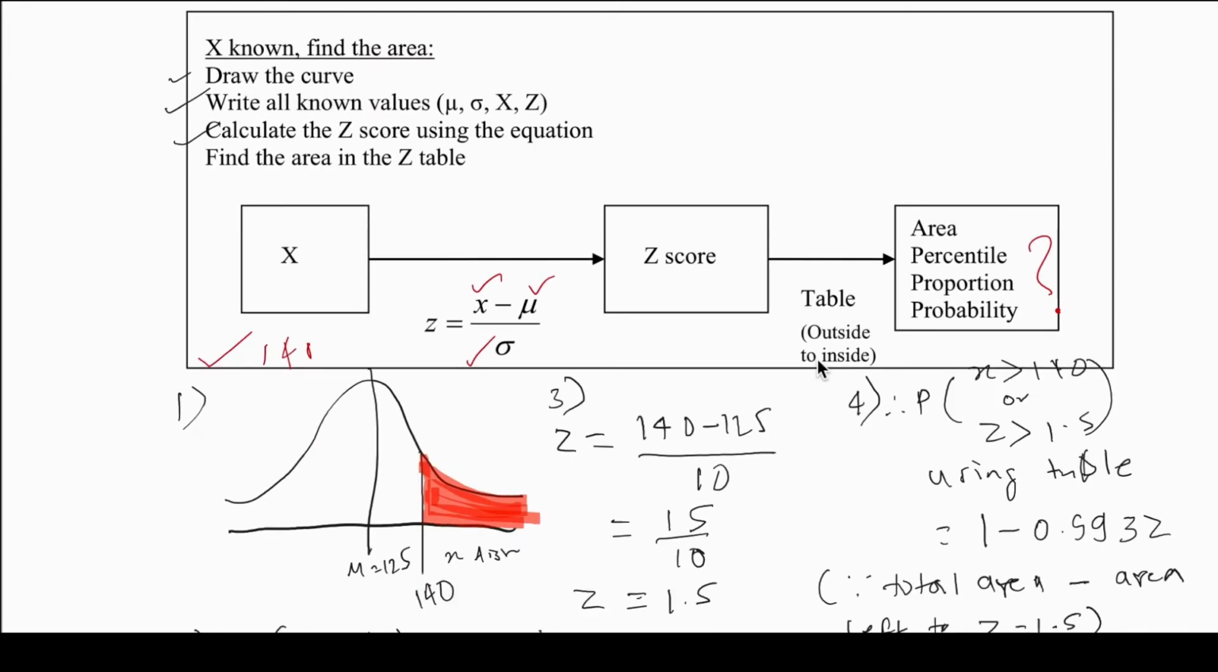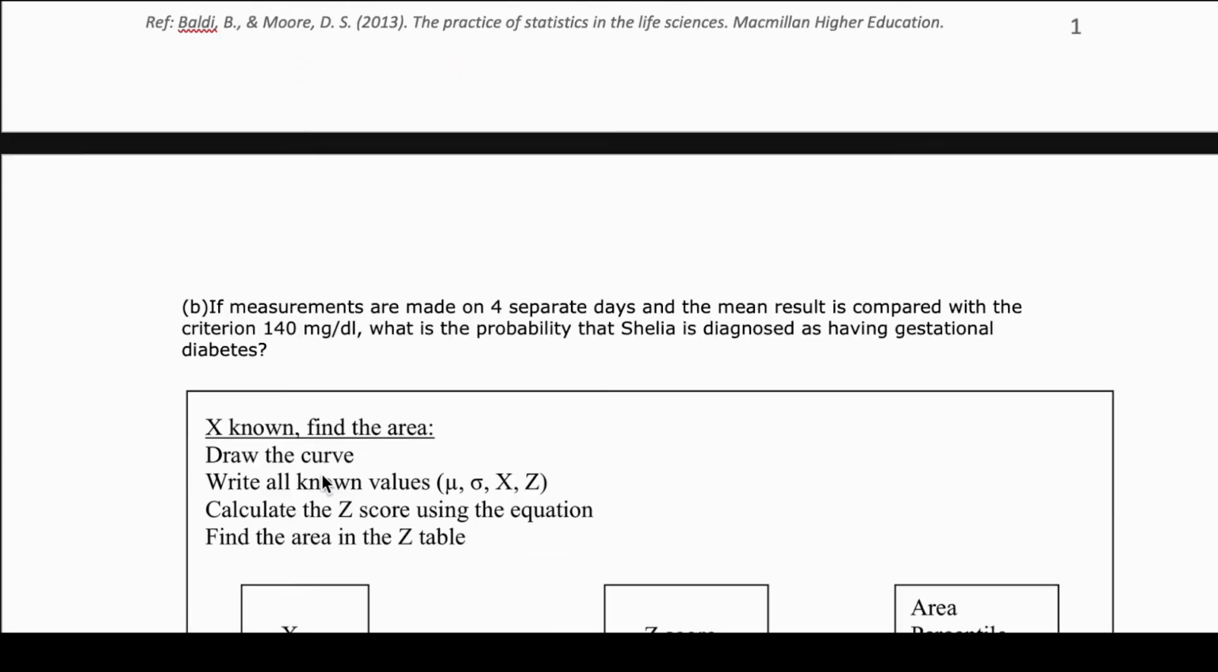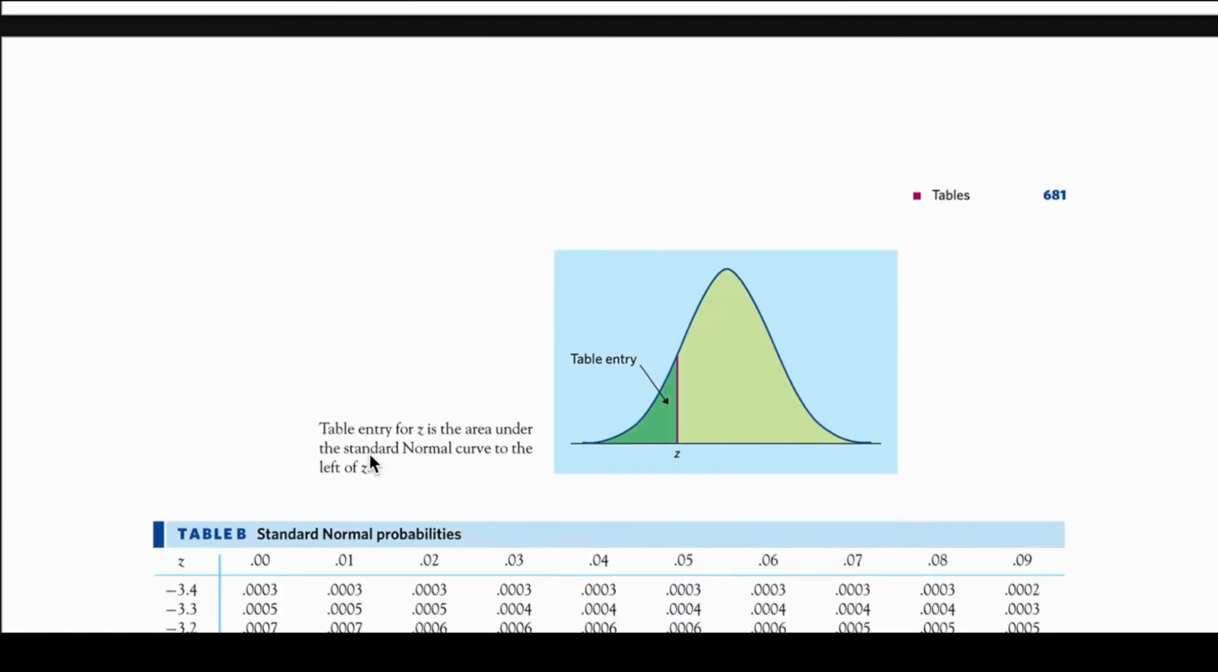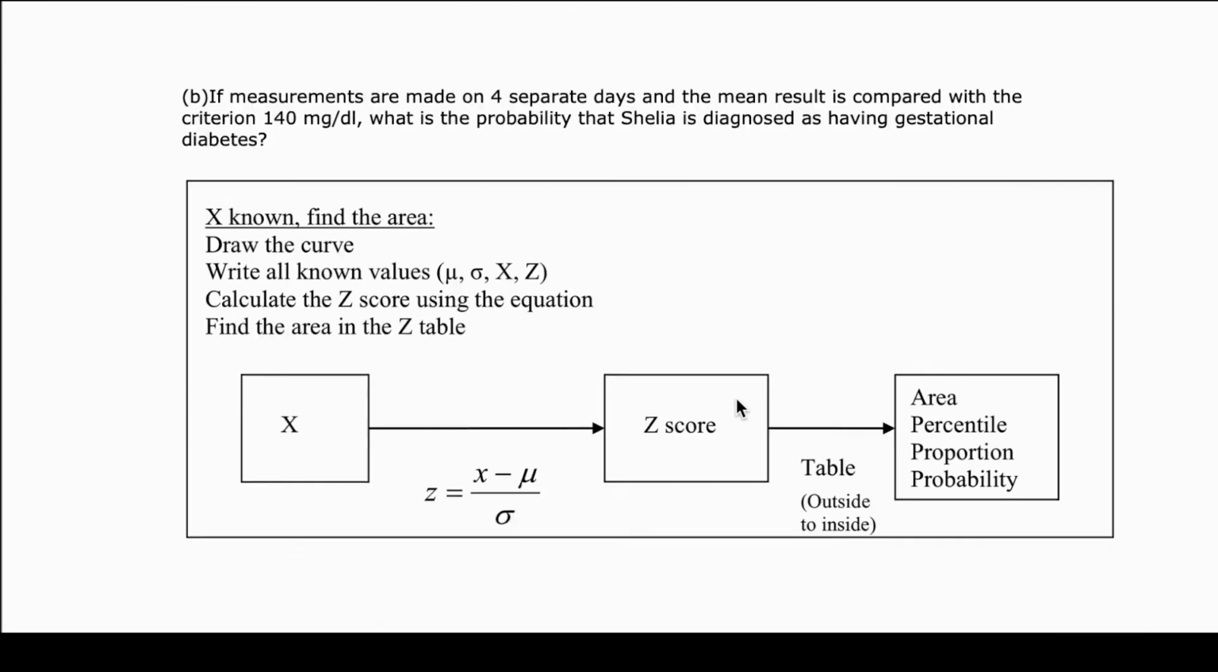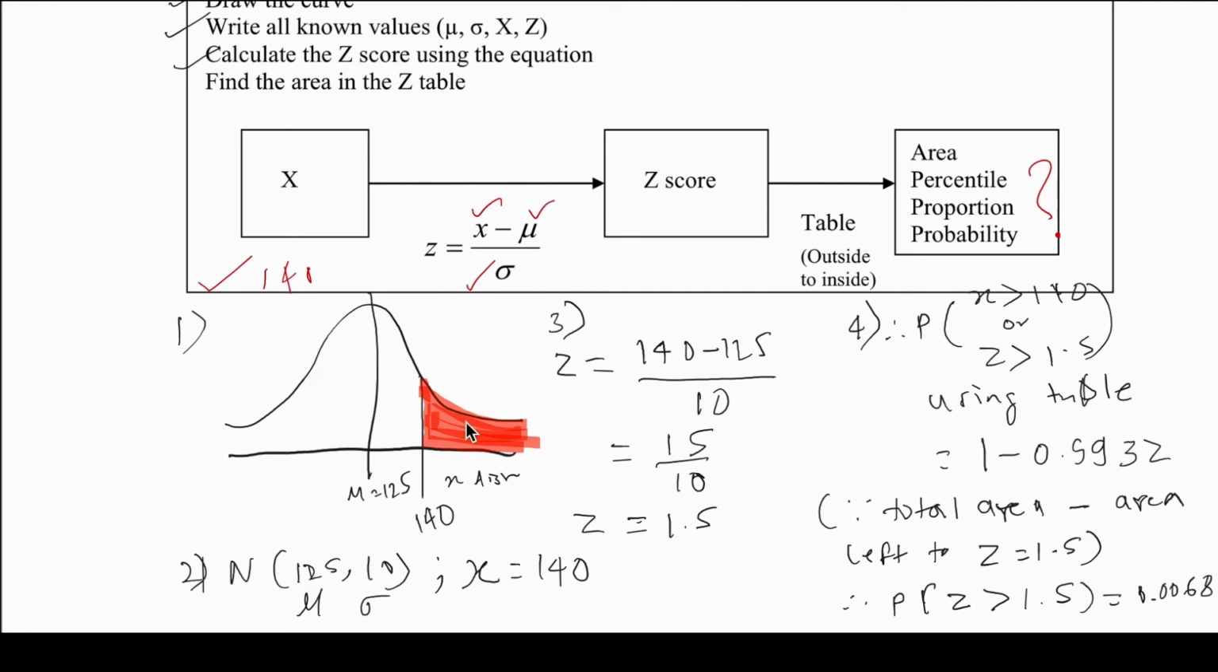When we use the table from outside to inside, the z-score gives us, from the table, the area always left of that z. So the z table always gives us this dark green area, not the one on the above side. If we want the area above, we know the total area, like the total probability, represents 1, and we can calculate the probability left of this z using the table directly, and we should get 0.9332.